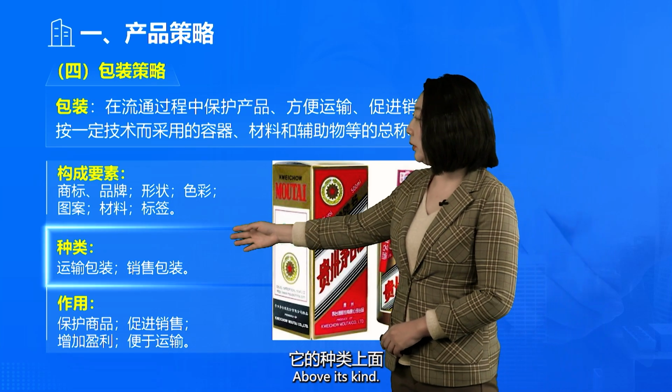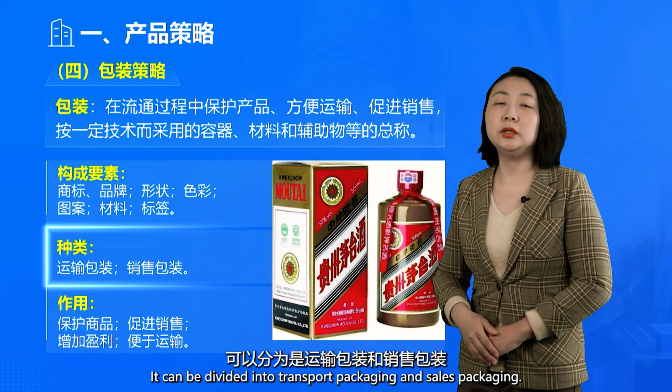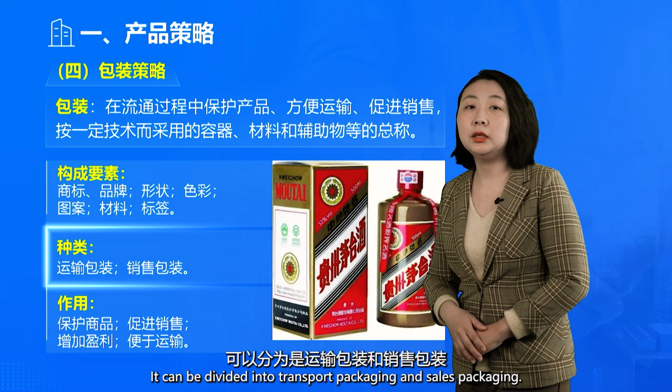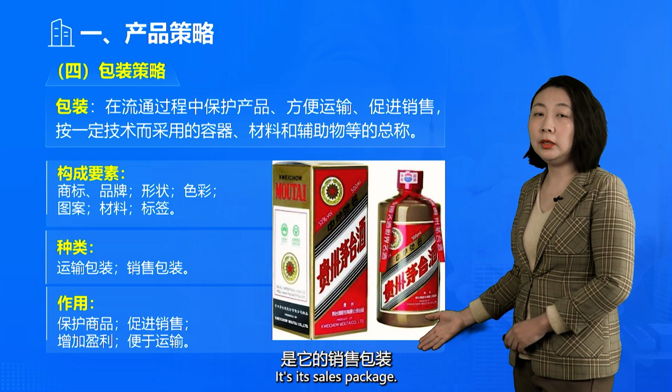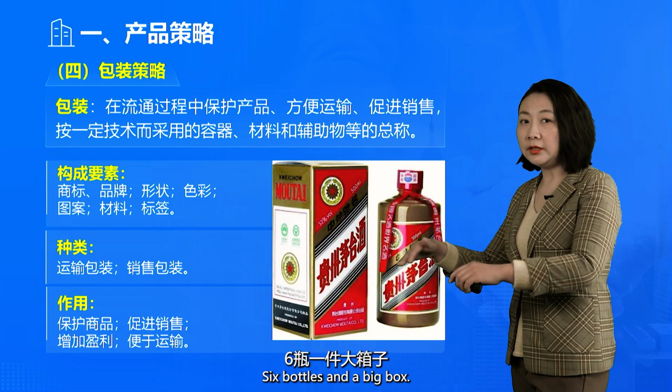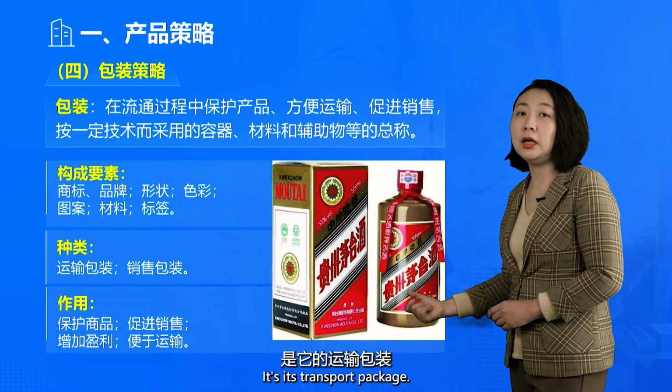Above is its kinds. It can be divided into transport packaging and sales packaging. We see this picture: it is its sales package. 6 bottles in a big box packed in a cardboard box is its transport package.